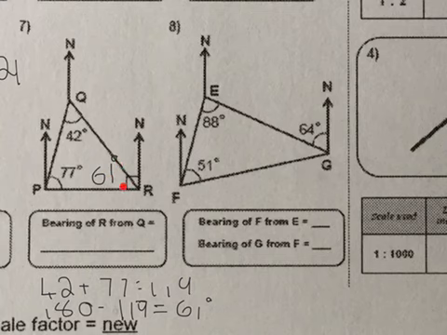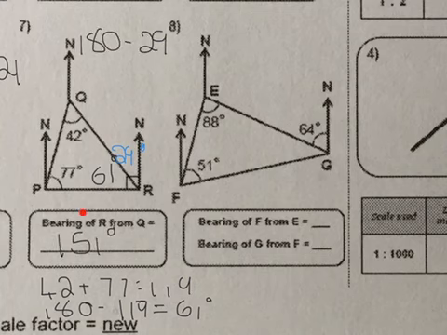Now again, we have a right angle here with a north line. So that lets us work out this one here. So 90 take away 61 gives us our angle in here. So 90 take away 61 is 29. Again, parallel lines, inside angles, add up to 180. So 180 take away 29 is equal to 151. So the bearing of R from Q is 151.